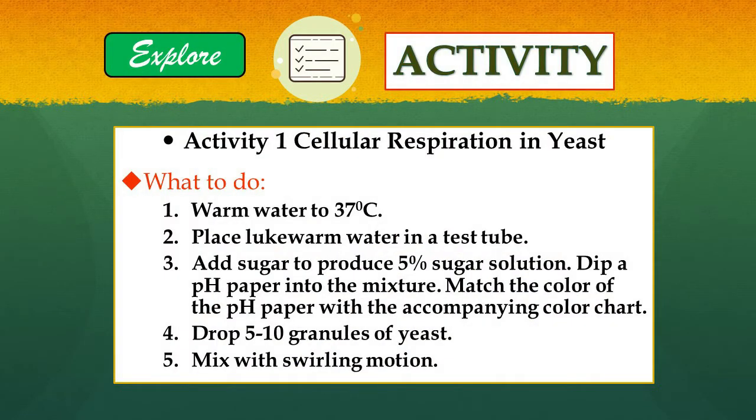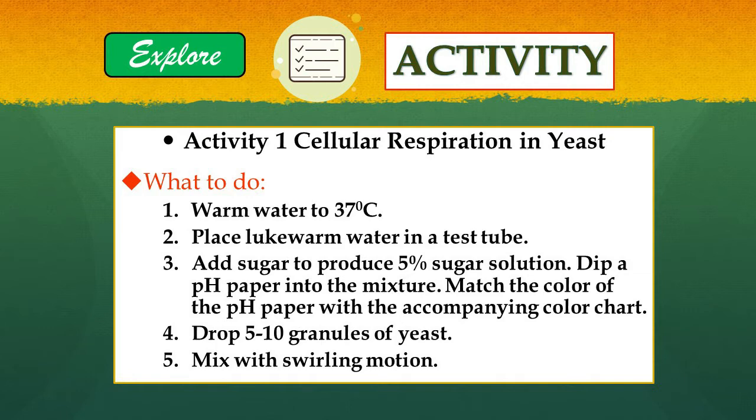For the procedure, you are going to do the following. First, warm water to 37 degrees Celsius. Second, place lukewarm water in a test tube. Third, add sugar to produce 5% sugar solution. Dip a pH paper into the mixture. Match the color of the pH paper with the accompanying color chart.